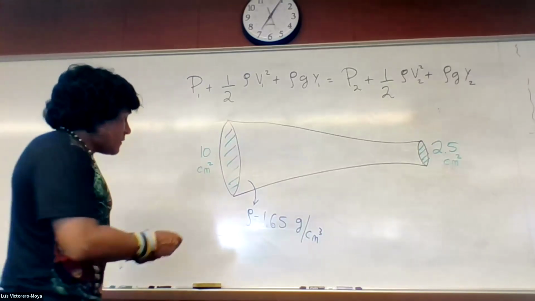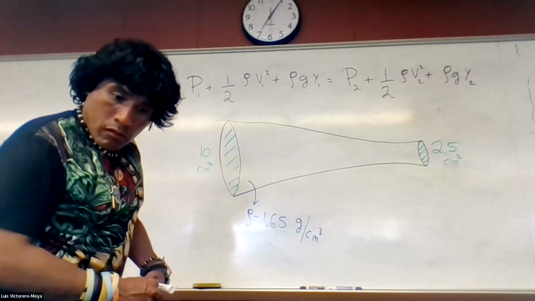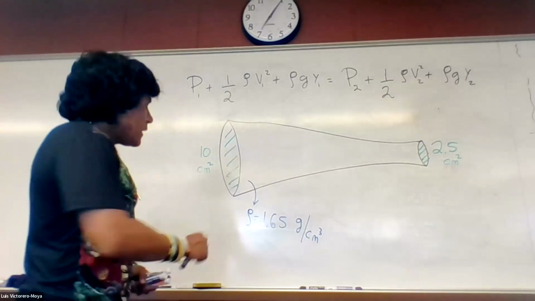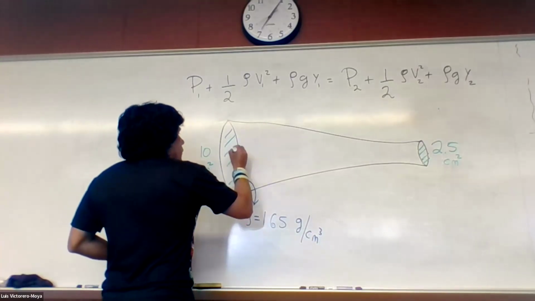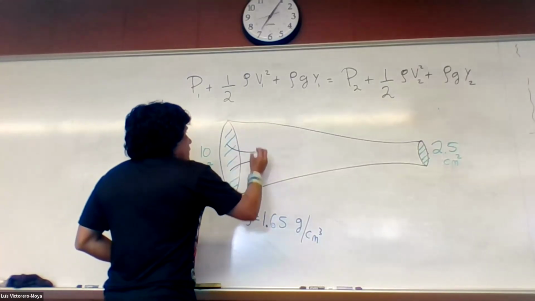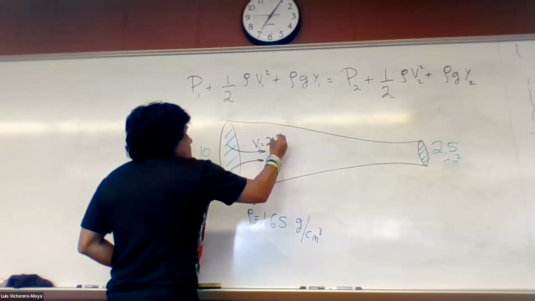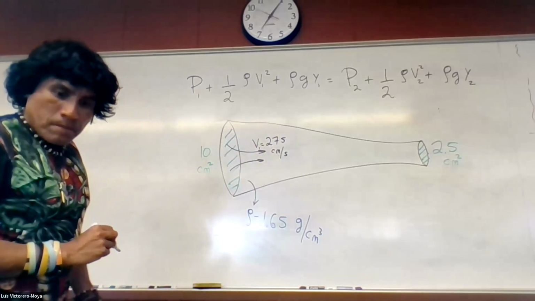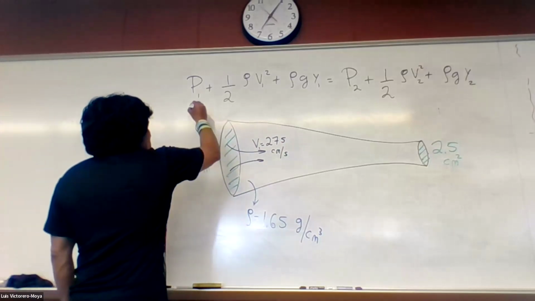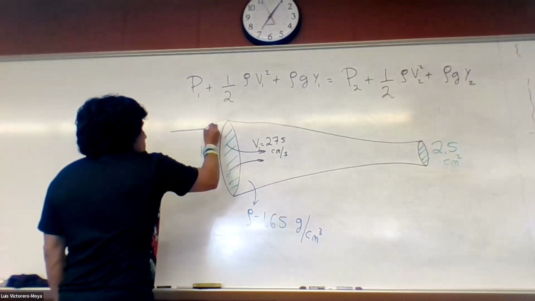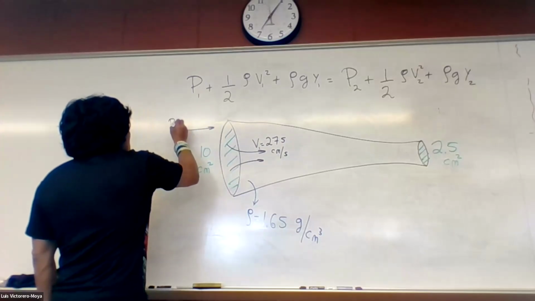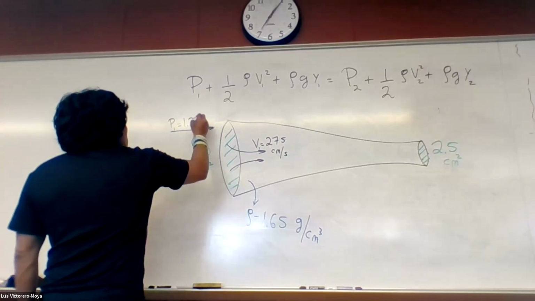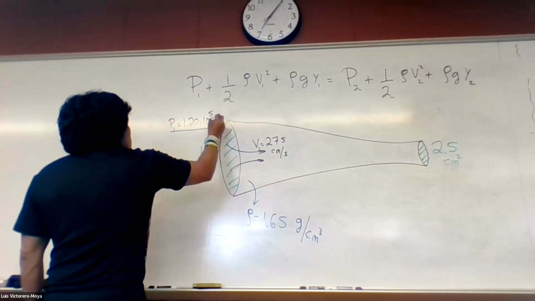And the flow speed here. So as it goes like that, V1 is 275 centimeters per second with a pressure P1 of 1.20 times 10 to the 5 pascals.